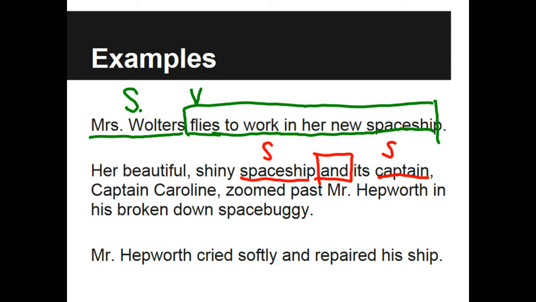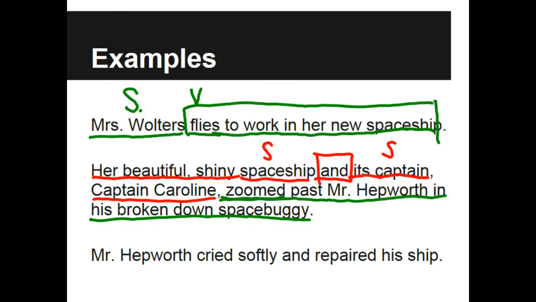If I were to ask for the complete subject, I would have to include everything that describes the spaceship. Her beautiful shiny is included with spaceship, and everything that's included with captain. Its captain and Captain Caroline is describing that too. So that whole red piece is my complete subject. The verb in the sentence is zoomed. So that would be my simple predicate or my simple verb. My complete predicate would be where they zoomed and how. So we zoomed past Mr. Hepworth in his broken down space buggy. It's because Caroline's the best captain ever.